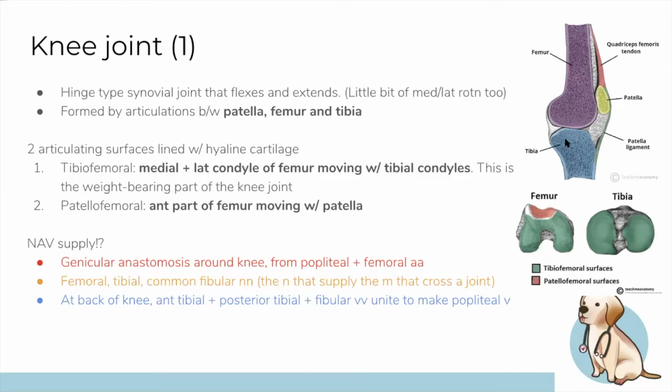And the venous drainage comes from the back of the knee. The anterior and posterior tibial veins, along with the fibular veins, unite to make the popliteal vein, as we said before. So yeah, that's pretty simple. Just remember the tibia is so much bigger than the fibula, so it requires two veins, one at the back, one at the front, and those three veins all together form the popliteal and move up as the femoral.